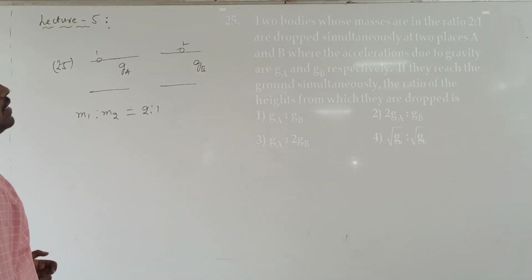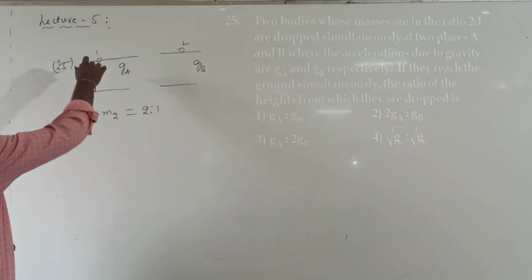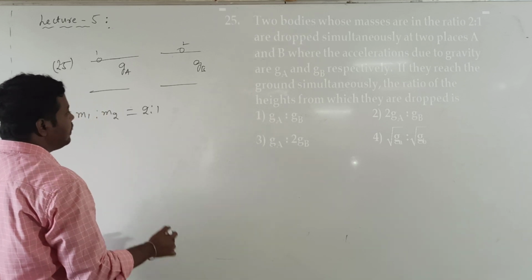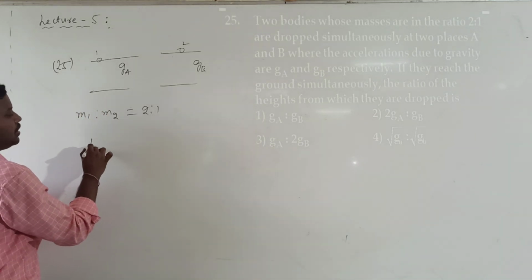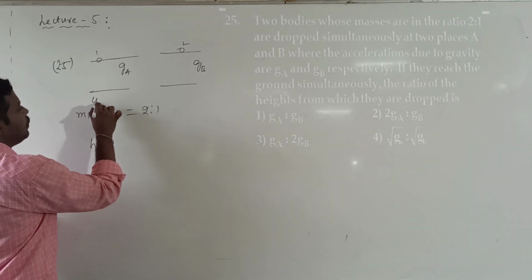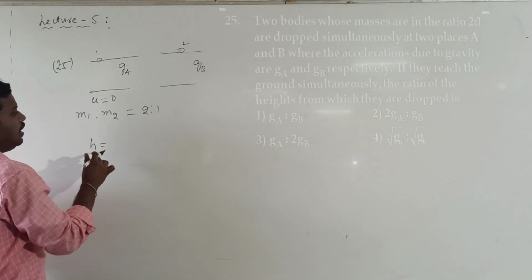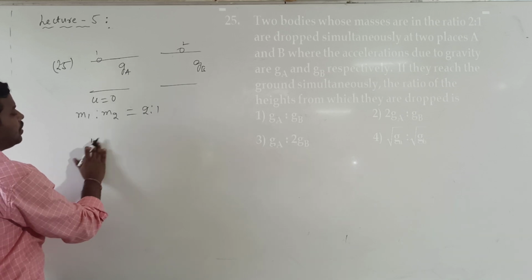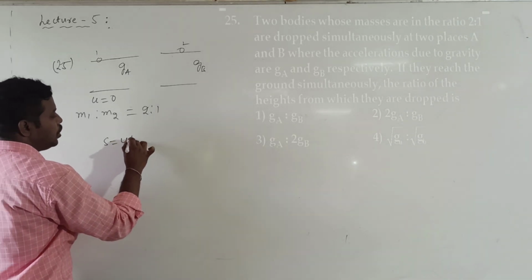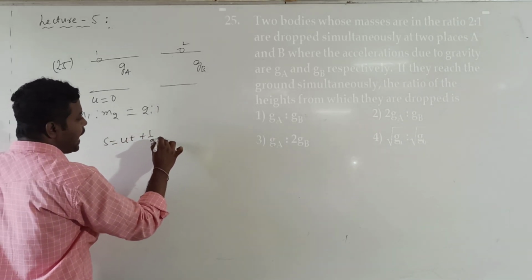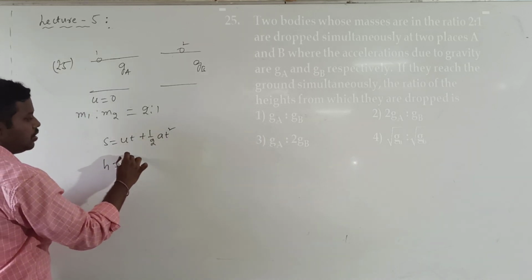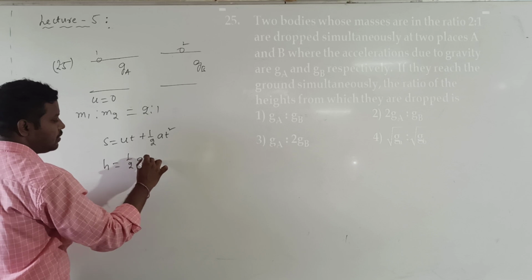If they reach the ground simultaneously, it means both are reaching the ground at the same time. What is the height from which they are dropped? Here air resistance is not mentioned. What is the formula for the height of a freely falling body? Both are freely falling bodies. U value is 0, substituting U equal to 0, and A value is equal to g. In the general equation, S is equal to ut plus half into a into t square. What is your answer? h is equal to half into g into t square.